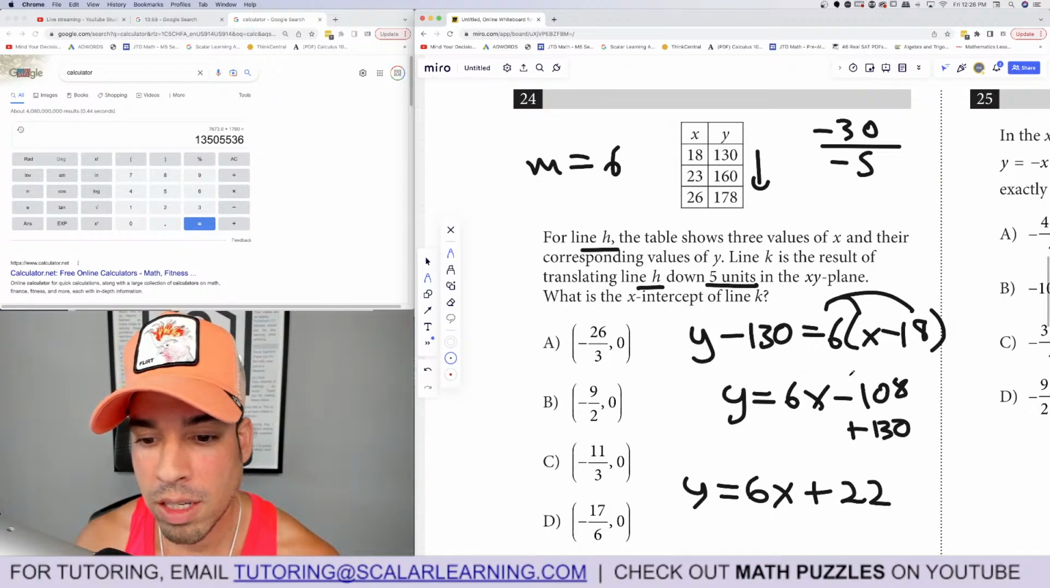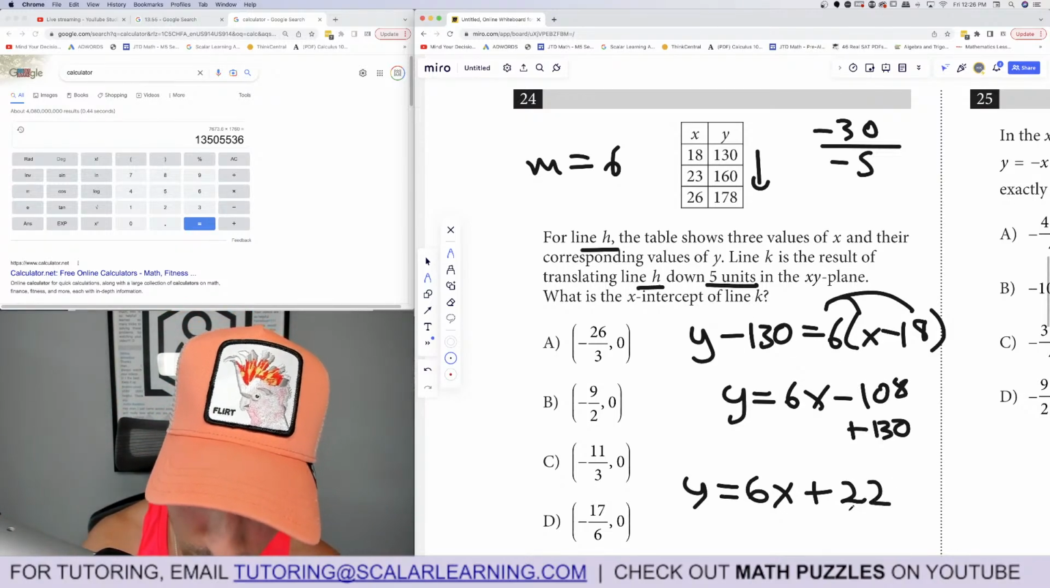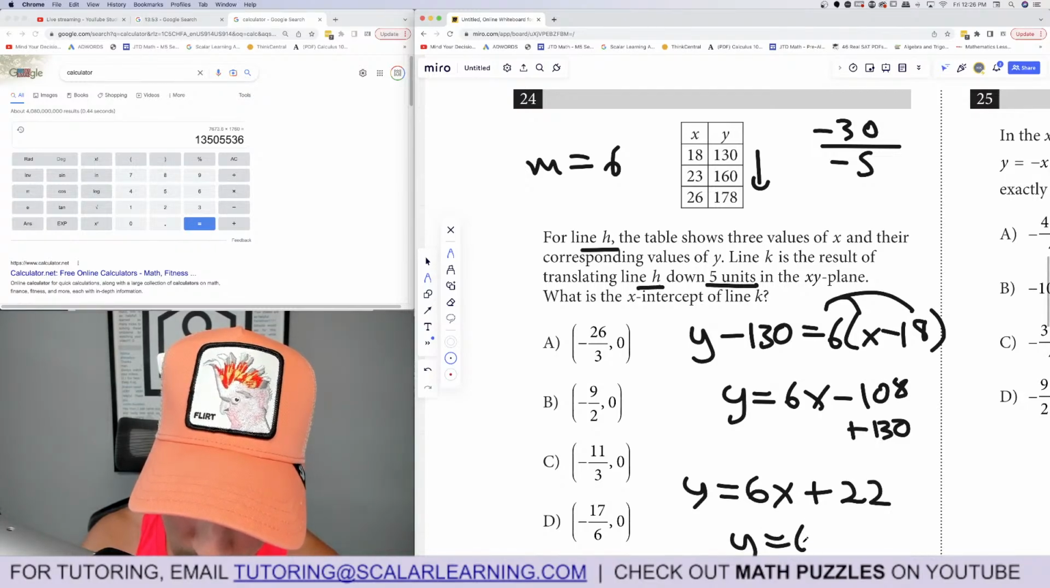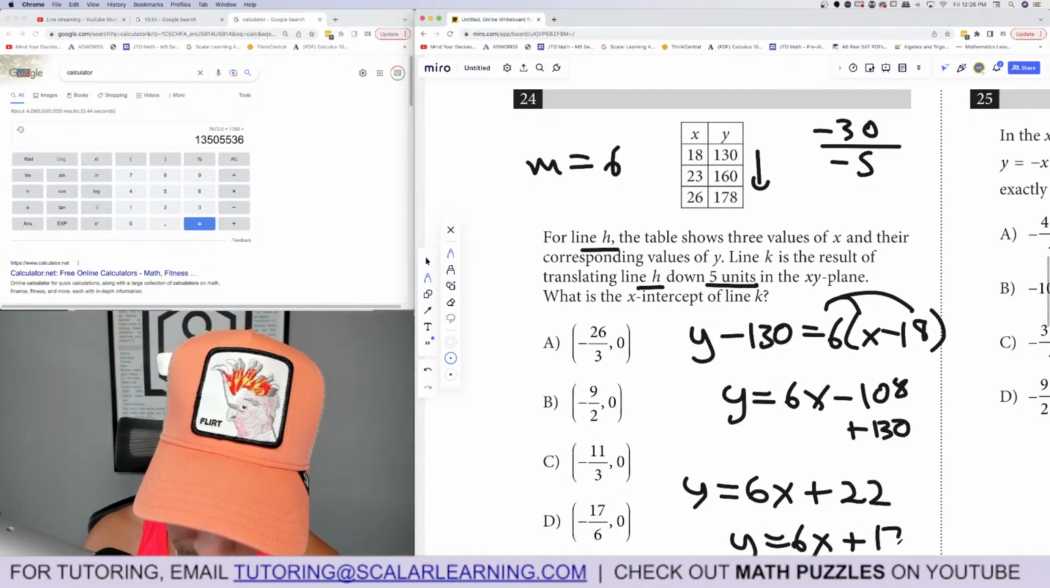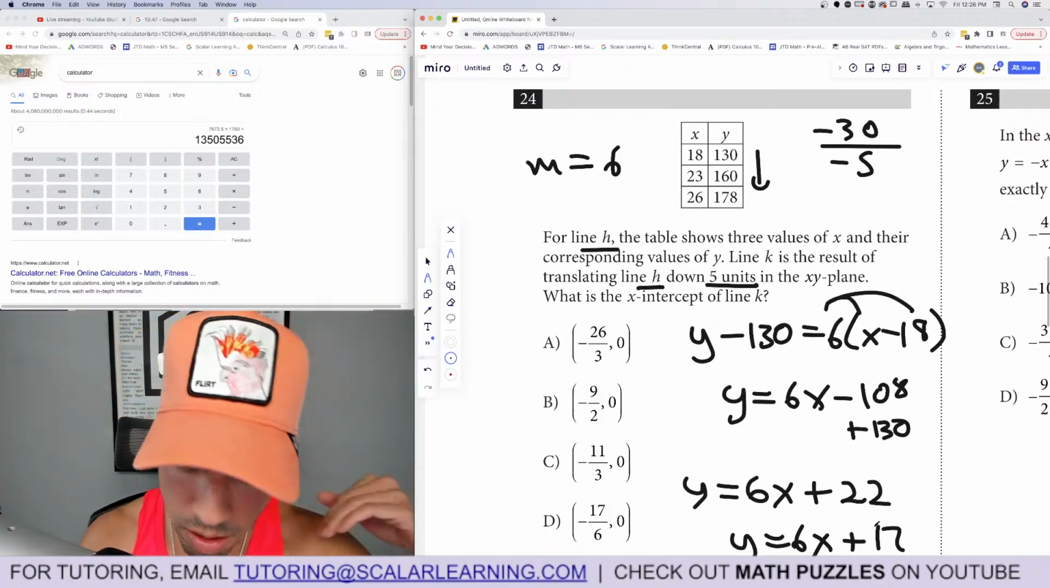Now, it says I'm translating it 5 units down, right? So here the y-intercept is 22. I'm just going to change it to y equals 6x plus 17. So I'm literally moving it down. That's what it said, right? So the y-intercept is now 5 units lower.